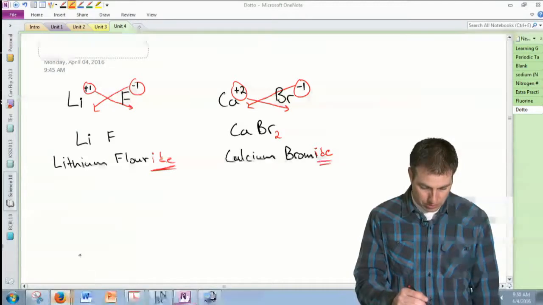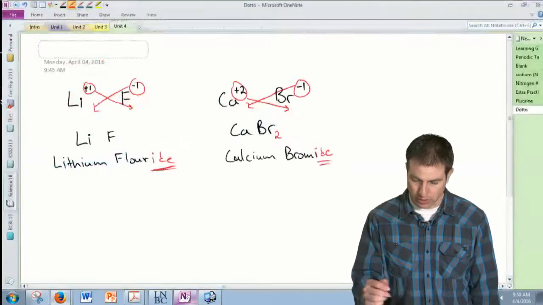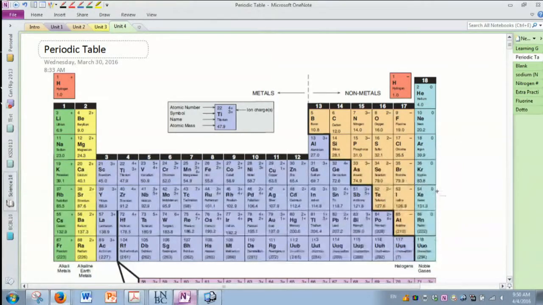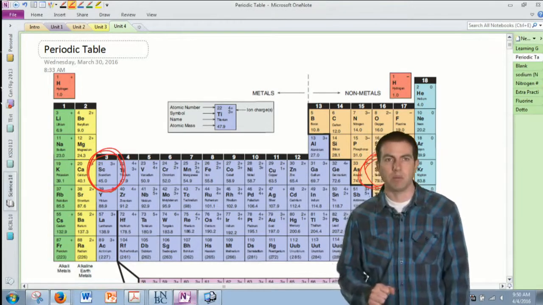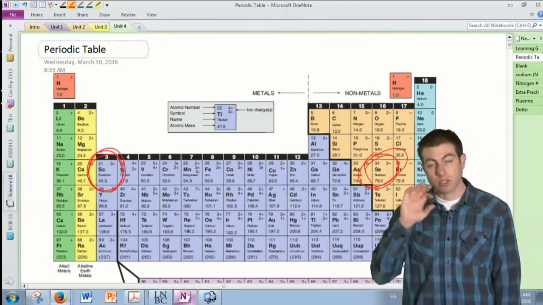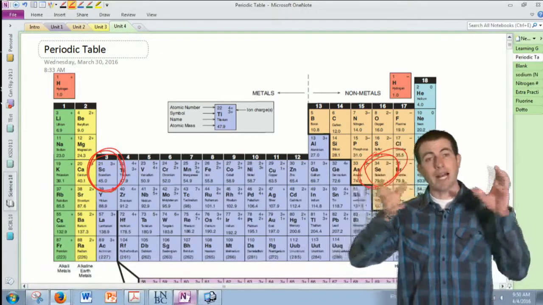There was one more example that I wanted to do. Scandium and selenium. This might be trickier. Scandium is right here, and selenium is right there. So scandium is +3, selenium is -2. See if you can do scandium and selenium and come up with the correct name for that. Write down the symbols, write their charges up next to them. You can think about crisscrossing them if you want, or you can think in your head, okay, I need to balance charges here.